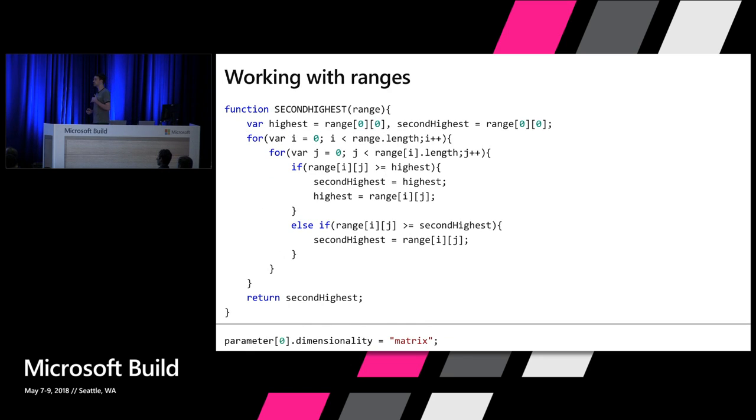This example is all about working with a range of data. This function is the one to calculate the second highest value in a range. And as you can see, this one takes one parameter, but you could take multiple. And it sets the dimensionality in the last line of that parameter to what's called matrix, which just means that value is going to be passed as an array of rows. So in this case, it's essentially like a 2D array in JavaScript. Every item in the array is itself a row that you can then iterate through just like any other JavaScript array.